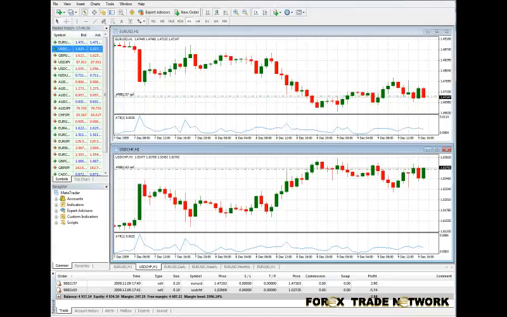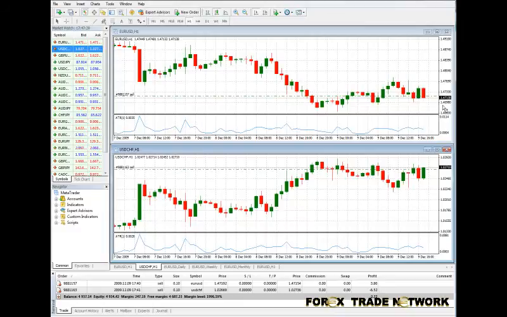Now here's another technique that you can use. You can actually leg into these. You could actually sell at the same point we sold before, the euro dollar US dollar, and then you could allow it to move into a profit.